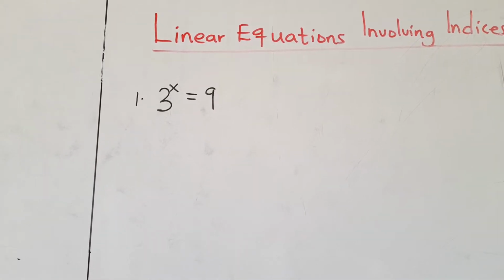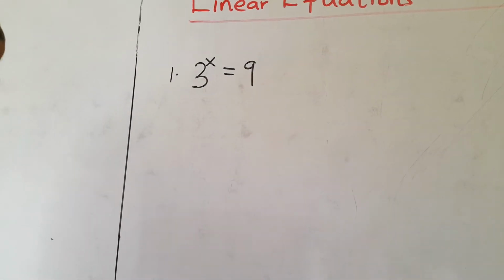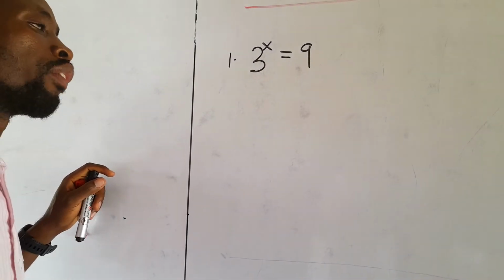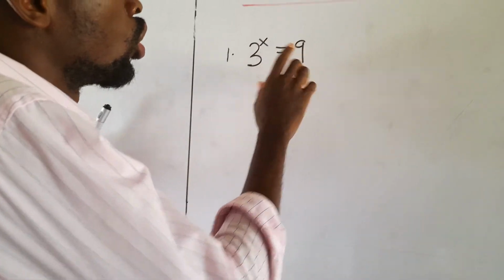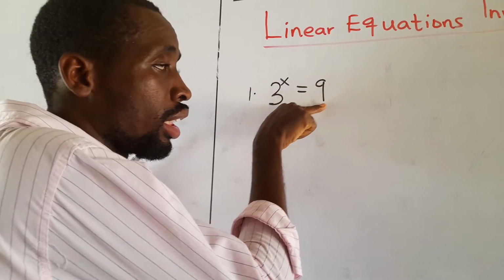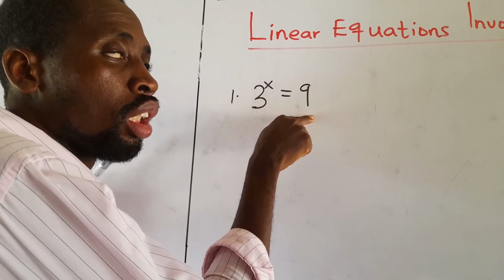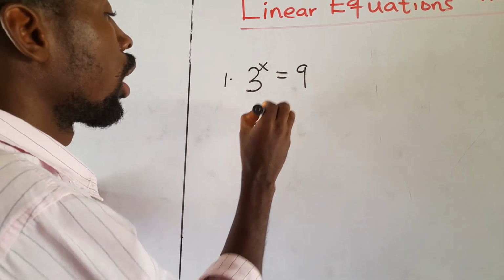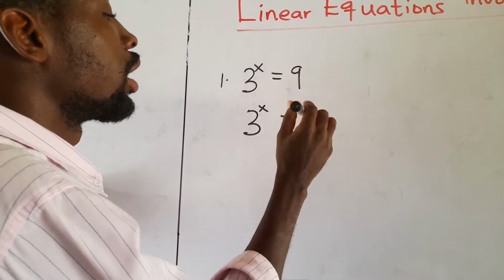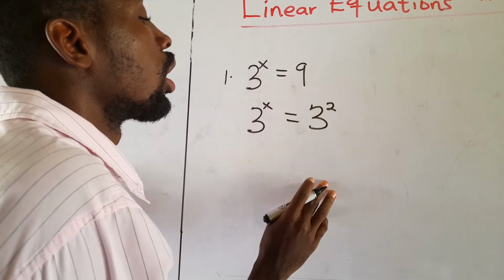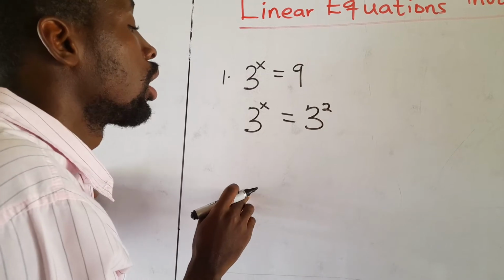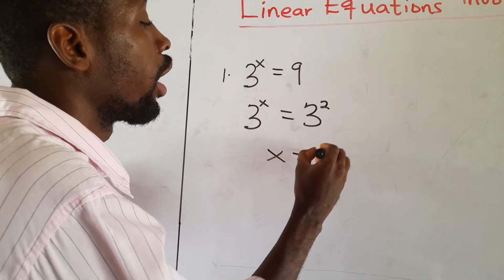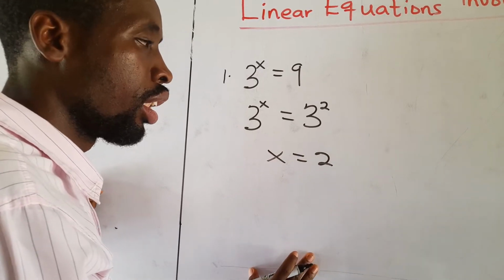Okay, so we'll find the solution to the first question. If 3 exponent x is equal to 9, we are finding the value of x. So your task is to take this number that is not in index form and write it in index form. 9 in index form will be 3 exponent 2. That's 3 times 3 is 9. So since the bases are the same, we can boldly say our x is 2. Very, very easy.